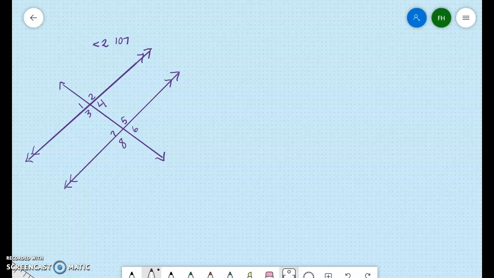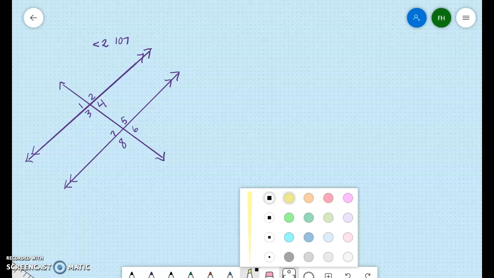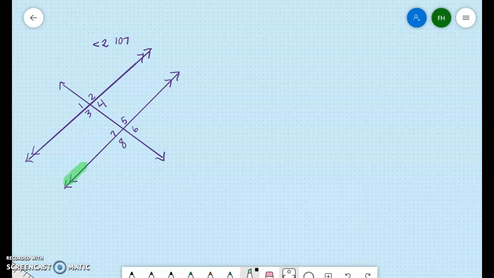Okay, so there's a lot of little rules here to help you. What I always tell students to do is highlight the parallel lines and call them the fence. So anything inside the fence are what we call interior angles.